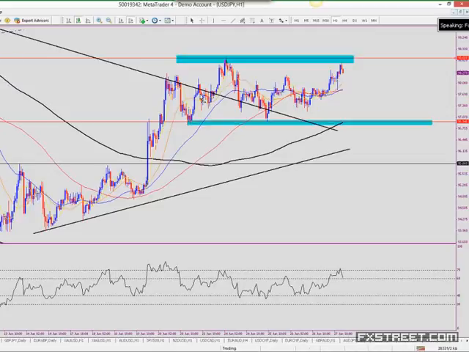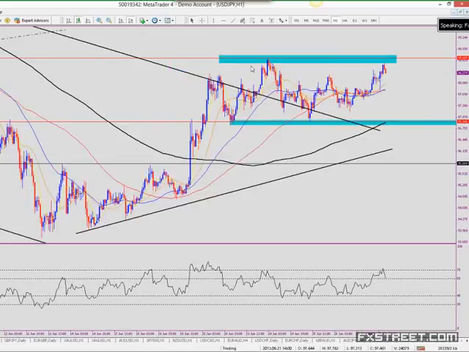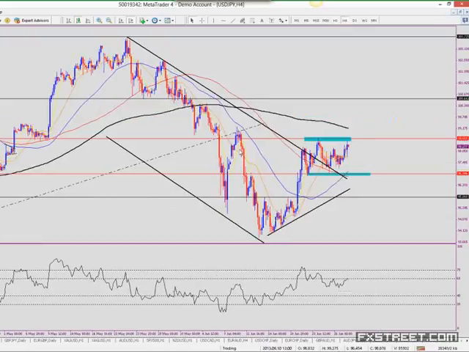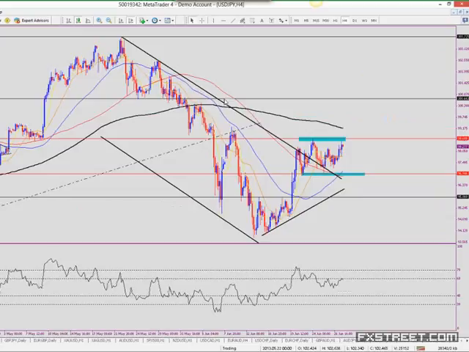Okay, so it's trying to push above this high here. And if it does, for me, it opens up the 99.90, 100 handle. Because if you look at the 4-hour chart, we basically anchored out of this falling trend line, but it's a sideways price action.